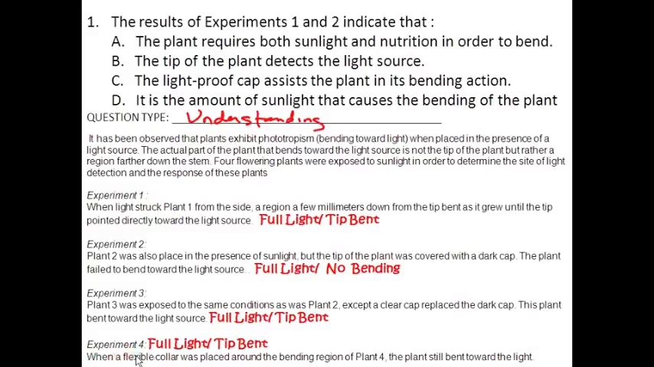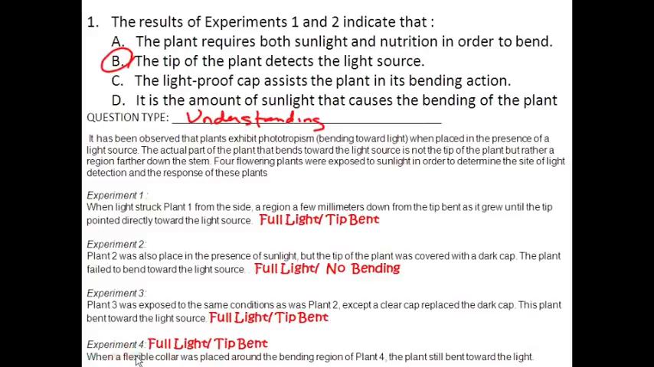This is put in here because the test makers just want to see if you get it, if you can read this and get the very basics, really the simplest of the questions. So let's go through it. A, the plant requires, let's read it first. The results of experiments 1 and 2 indicate that. Now, if you chose B, you got it right. The tip of the plant detects the light source.